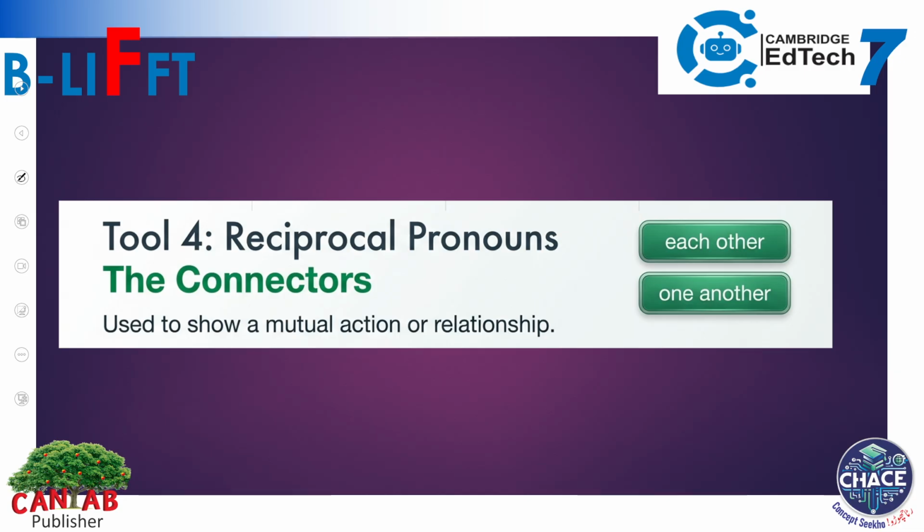Then we have the fourth type, which is reciprocal pronoun. There are two reciprocal pronouns, each other and one another. Each other is used when the action is between two persons or two things. And we use one another when there are more than two persons or things. It is used to show a mutual action or relationship.